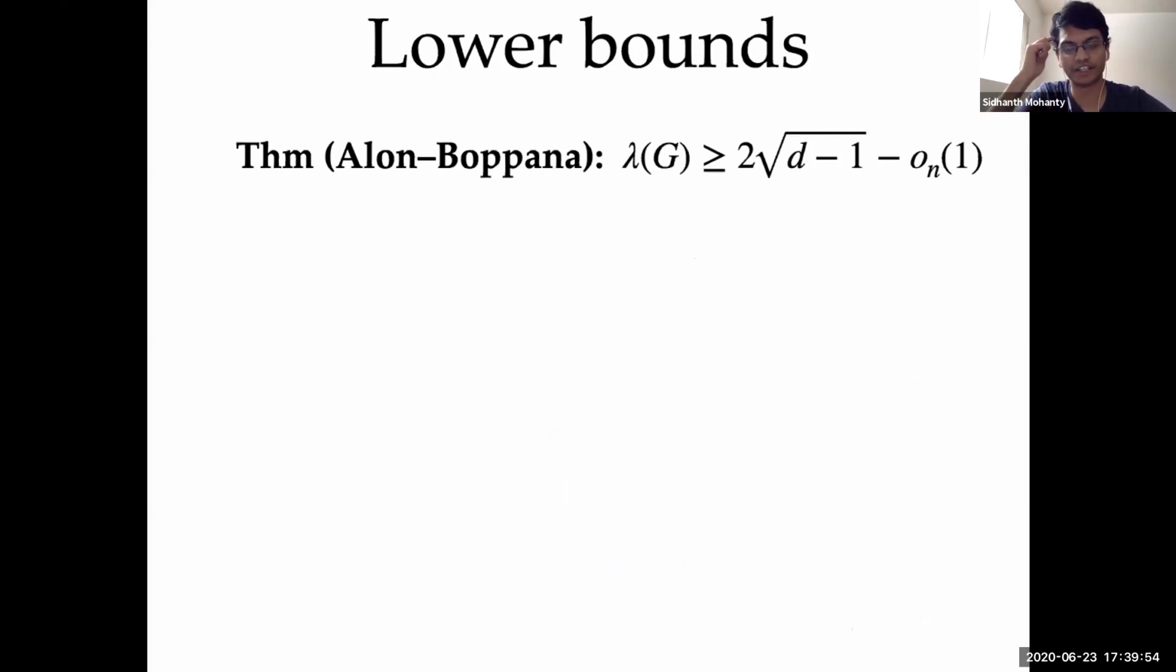And actually, there's a particular lower bound proven by Alon and Boppana in '91, which says that this quantity lambda of G cannot go below a certain number, 2 times square root d minus 1. So Alon-Boppana showed this lower bound of 2 times square root d minus 1 on how small lambda G can be. But is it possible to construct graphs that actually match this lower bound?